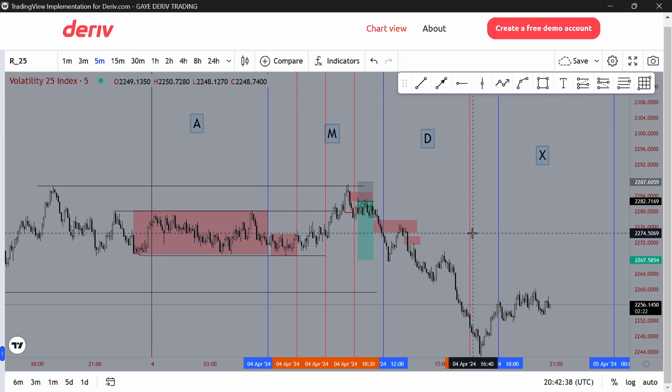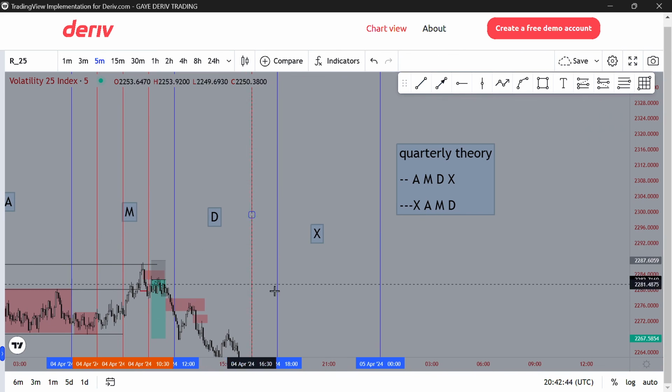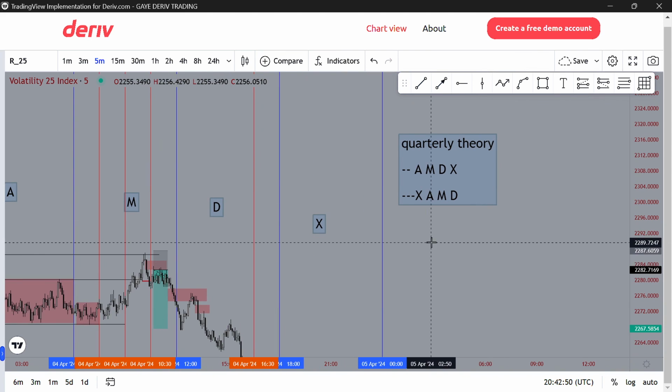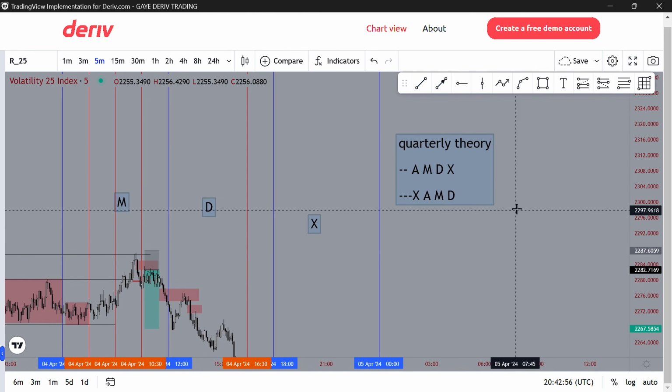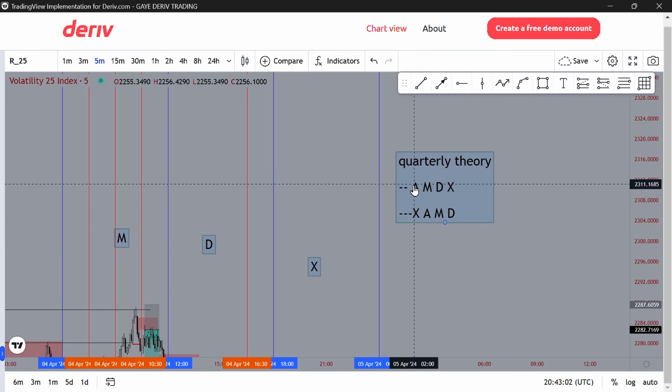It's quite simple. I'll come back with part 2, and I'll definitely explain XAMD when I find a setup that matches with XAMD. Now, it's not always that your AMDX and then XAMD is going to be accurate. You only trade the quarterly theory if everything is following up. Like I said, if the daily cycle starts with an accumulation, we want to see a clear manipulation in Q2. But in a case where Q2 also becomes a manipulation, you have to avoid using the quarterly theory.